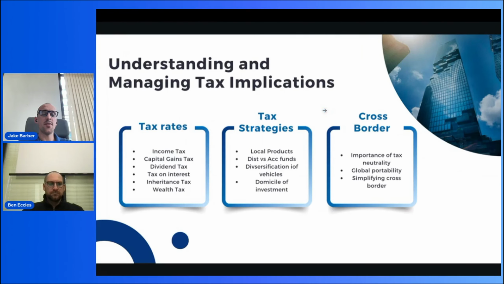The next point is understanding and managing tax implications. So what I've done in the first box there, I've listed the different tax rates you need to be aware of. Income tax, capital gains tax, dividend tax, tax on interest, inheritance tax, and some countries, like Spain, have another tax which you may not be aware of called wealth tax.